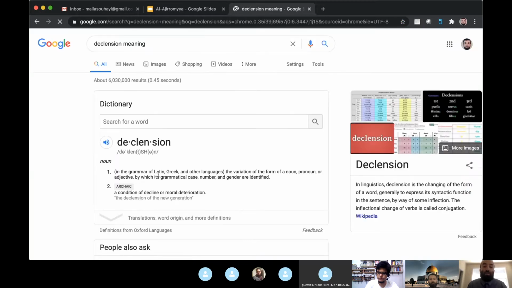What does this word declension mean in the grammar of Latin, Greek, or other languages? The variation of the form of a noun, pronoun, or adjective by which its grammatical case, number, and gender are identified. So this is how it relates to Latin, Greek, and other languages. But in Arabic, when we say declension or inflection, what we mean by it is specifically the change that occurs at the end, right?